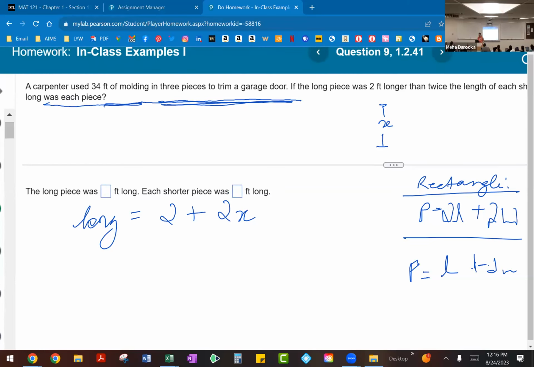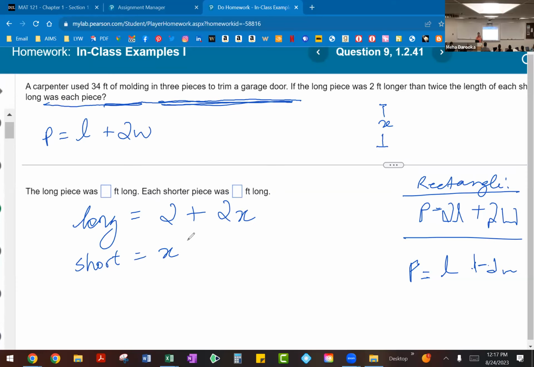I'm just gonna go ahead and write this out here. So if you were doing the perimeter, it would be 1 length and 2 times the width. The long side we're defining as 2 plus 2x. The short side or the width is just x, right? That's what we're calling it, or the example of it.